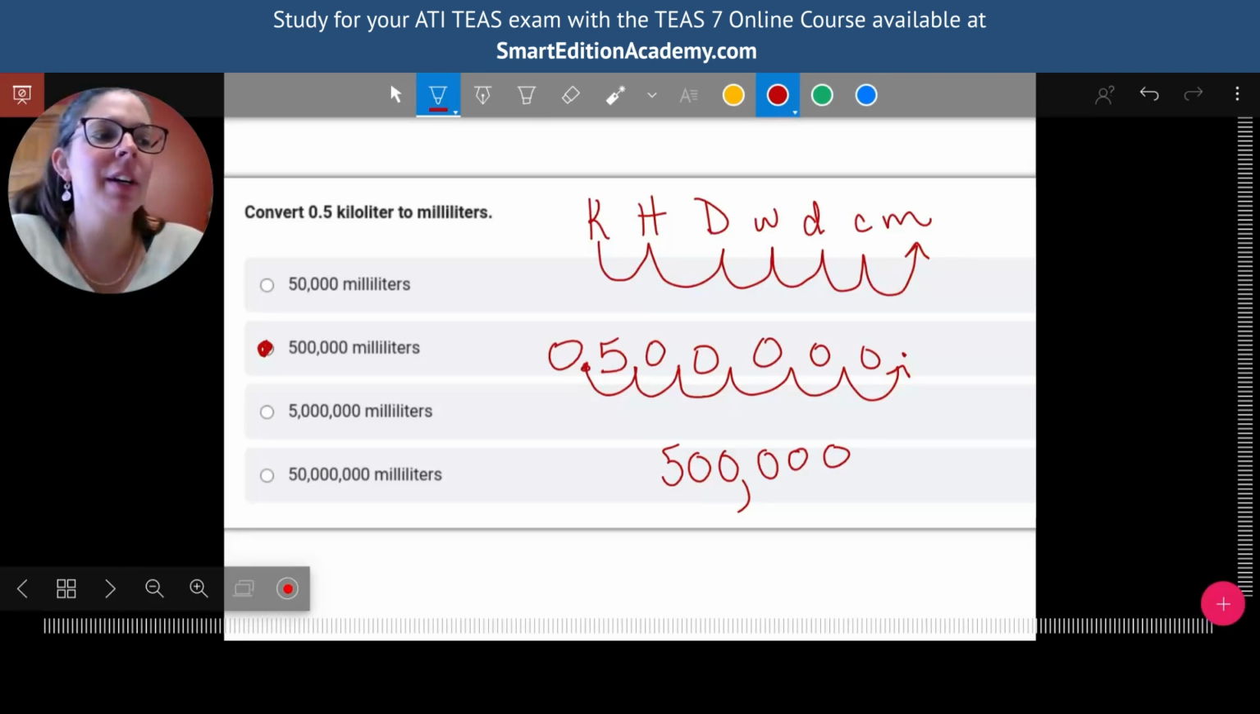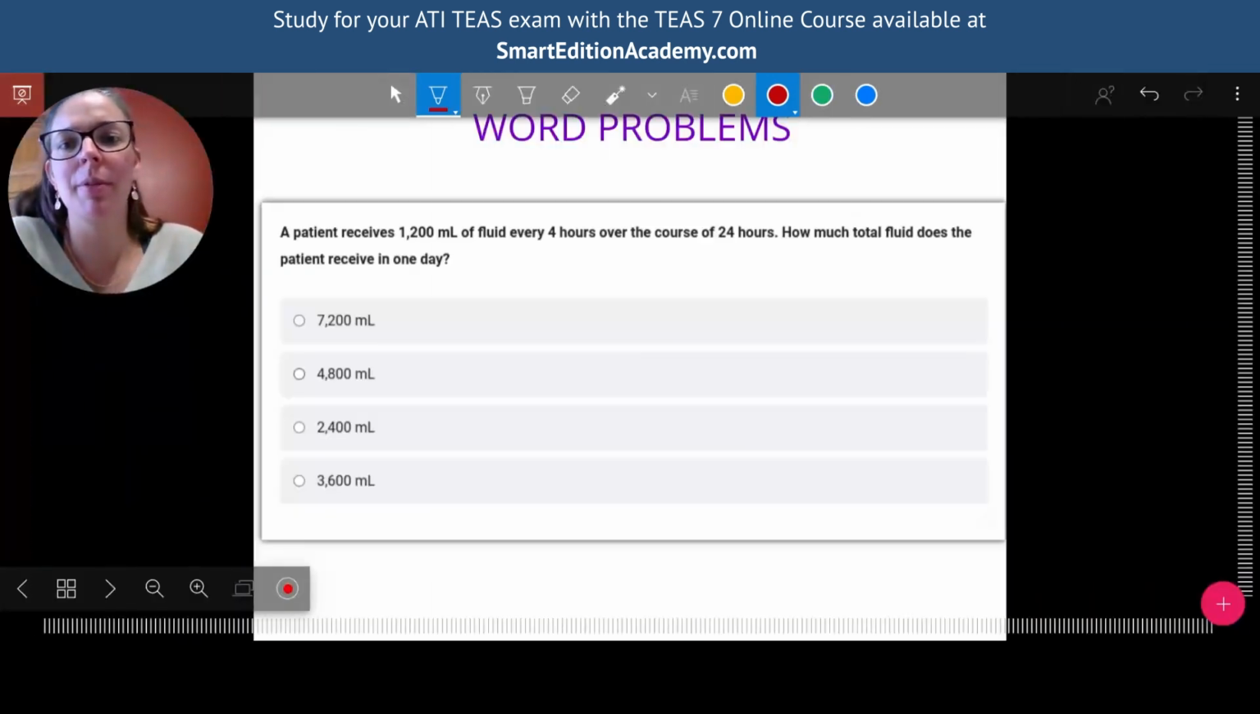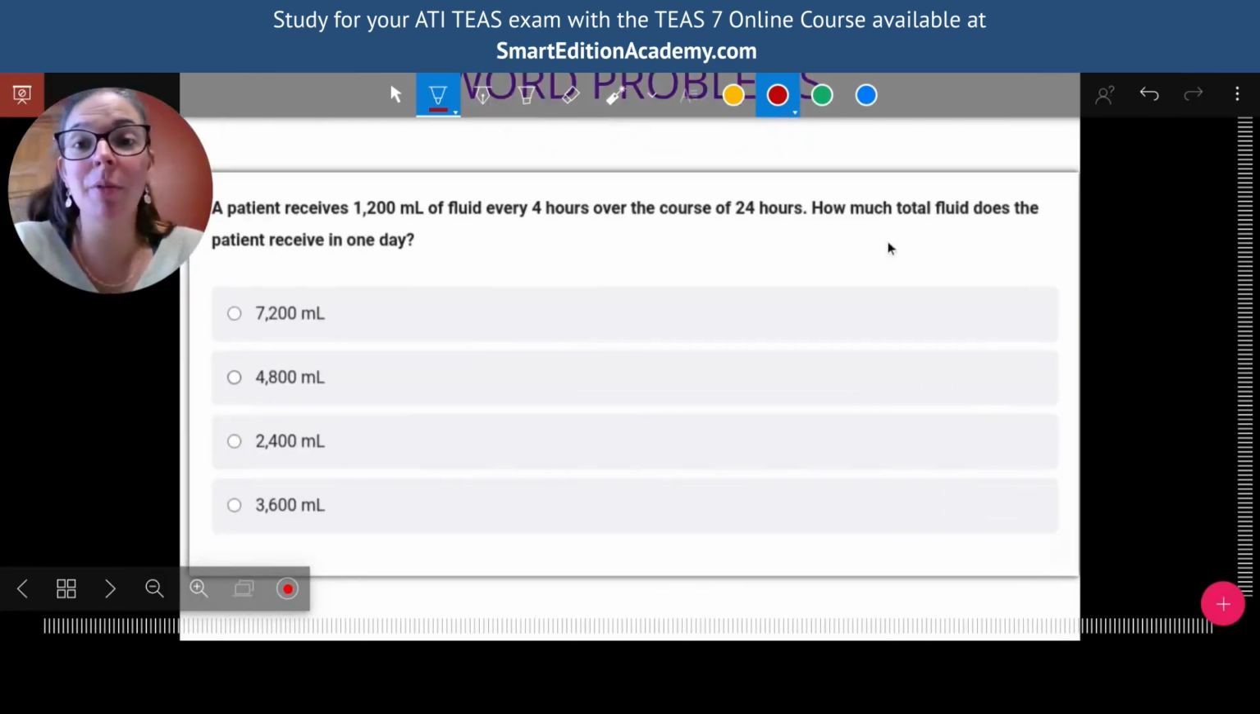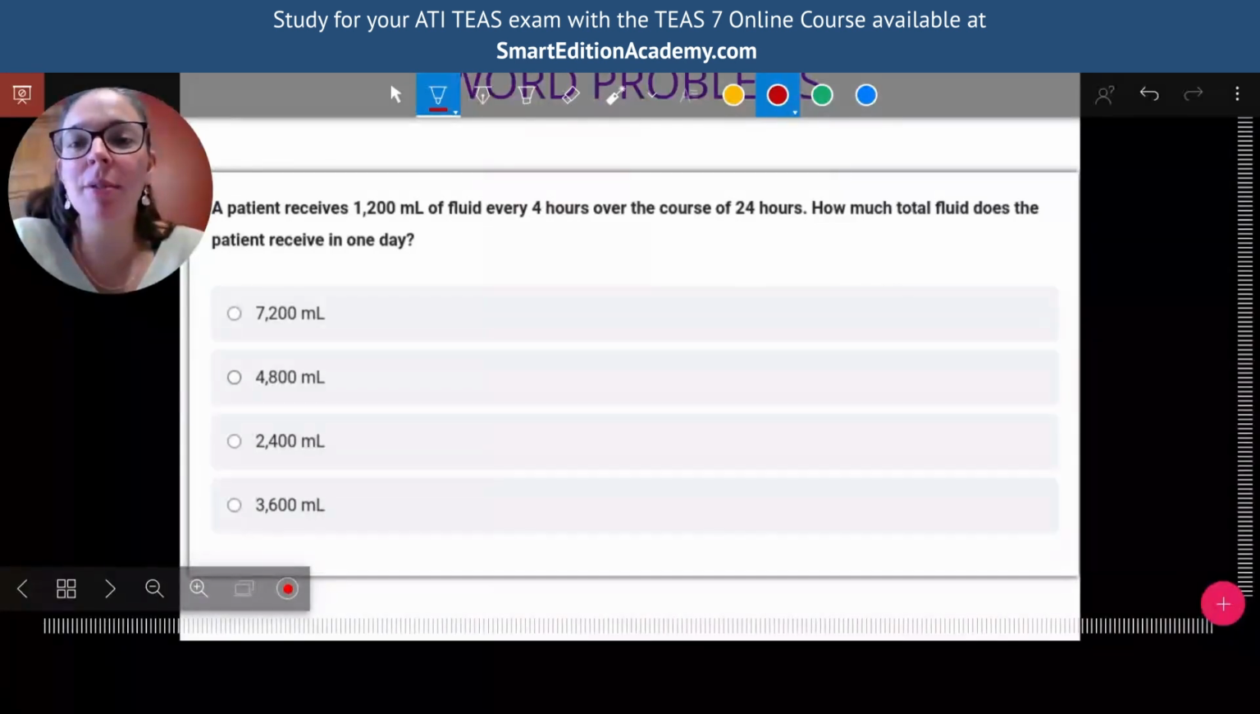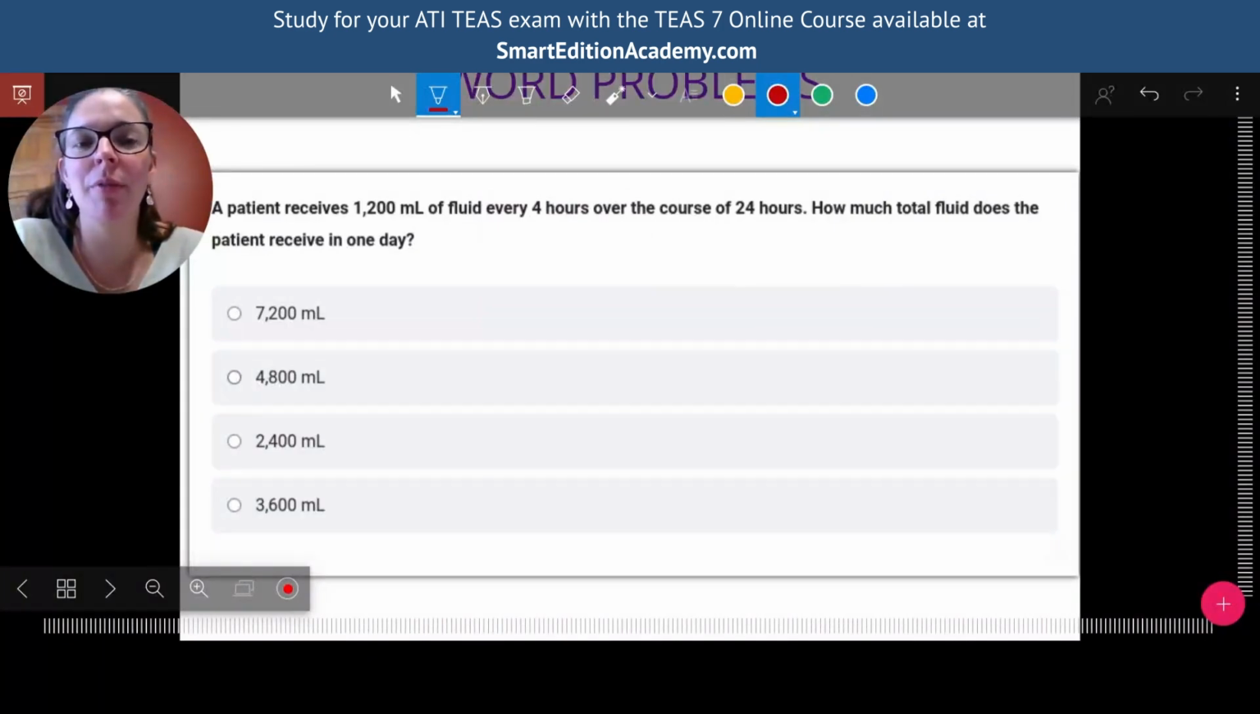Okay, so hopefully you guys are feeling a little bit better about conversions here. Let's talk about some word problems. A few examples of word problems that you should expect to see and need to know how to solve to be successful in your NSHITS exam. A patient receives 1,200 milliliters of fluid every 4 hours over the course of 24 hours. How much total fluid does the patient receive in one day?